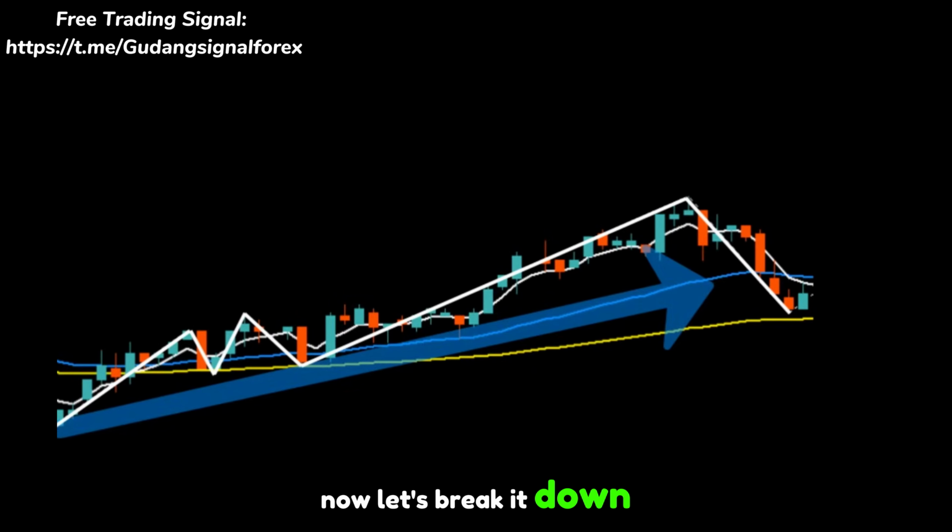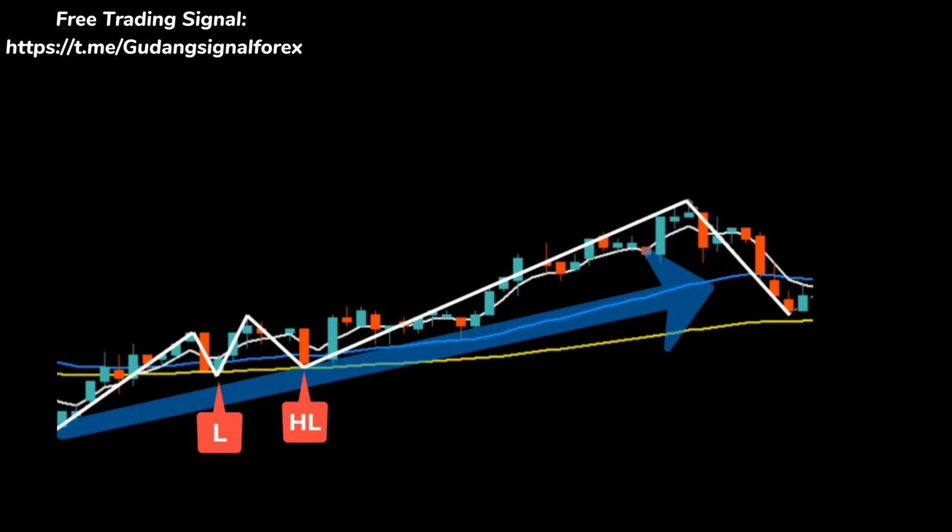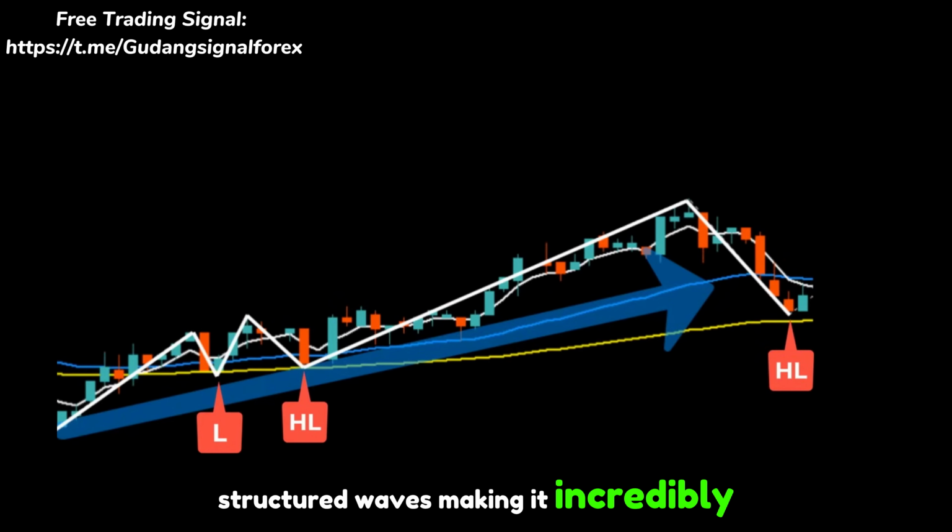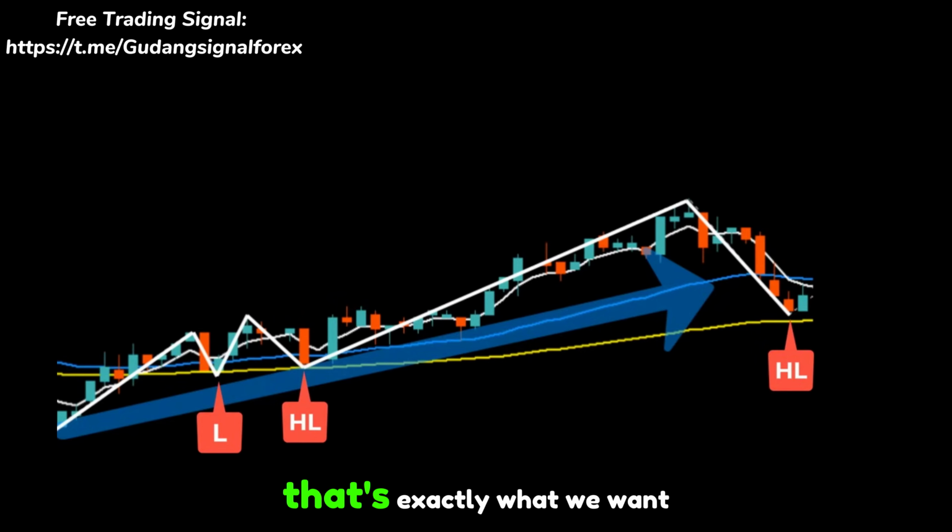Now let's break it down. You can see this low followed by a higher low and then another higher low. The market is forming clear, structured waves, making it incredibly easy to read. That's exactly what we want, right?